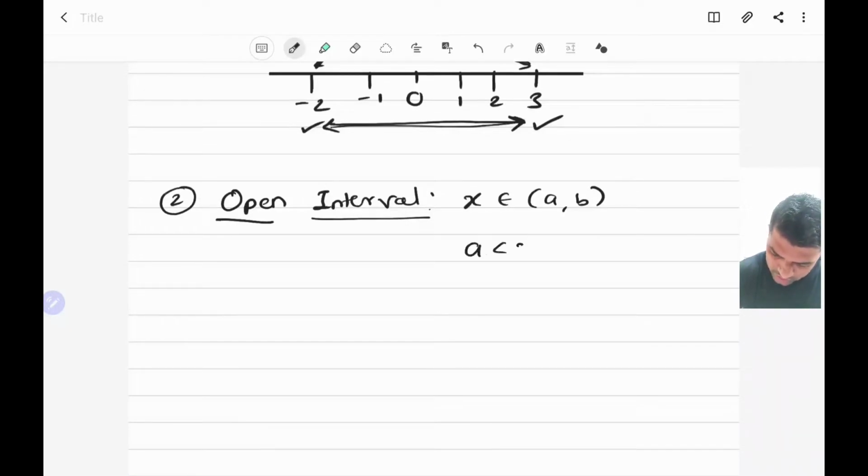a is less than x, less than b. This presentation is called an open interval, or x belongs to the open interval (a, b). What is the meaning of that on the number line?